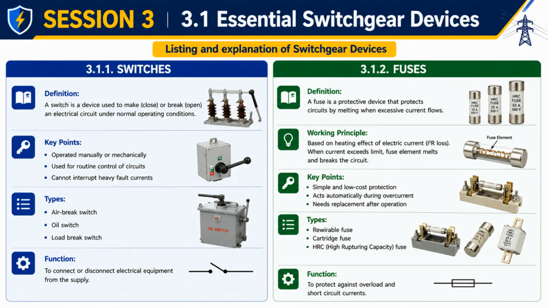Key points. It provides simple and low-cost protection. It operates automatically during overload or short circuit. After operation, the fuse must be replaced. Types of fuses. Rewirable fuse, cartridge fuse, HRC, high rupturing capacity, fuse. Function. The main function of a fuse is to protect electrical circuits from overload and short circuit currents.